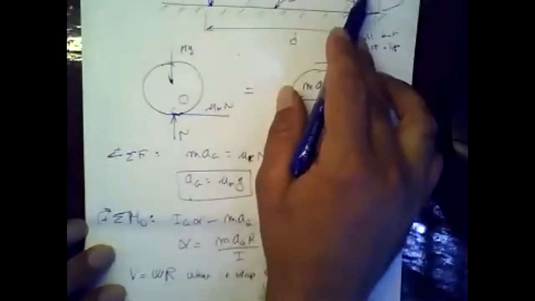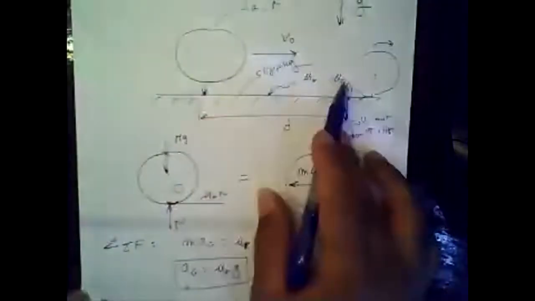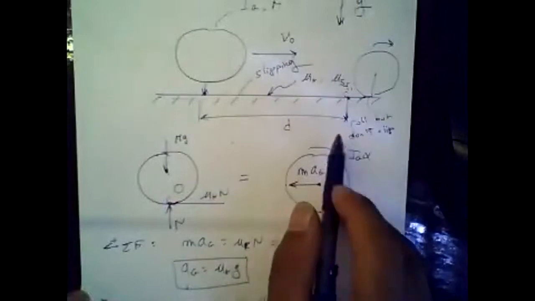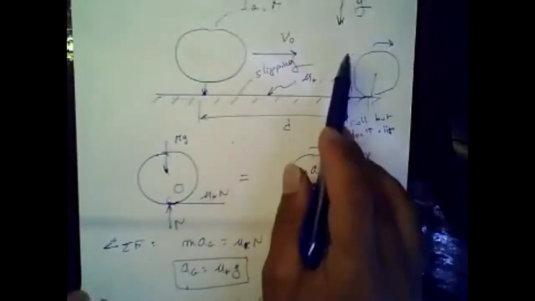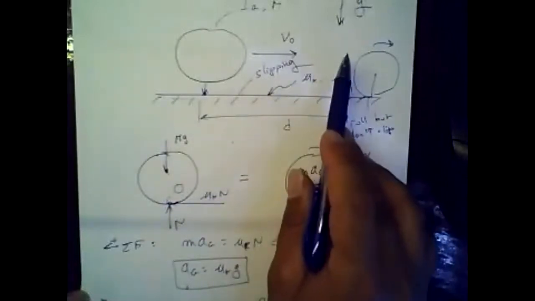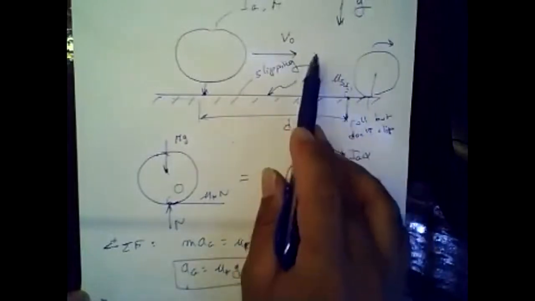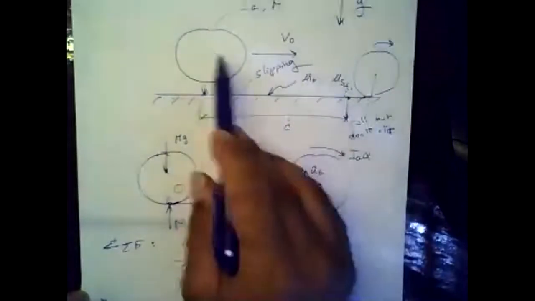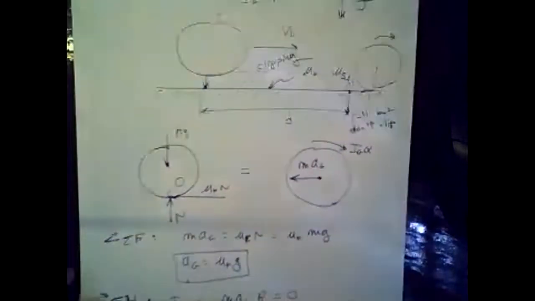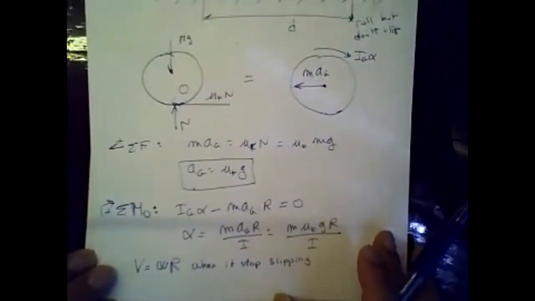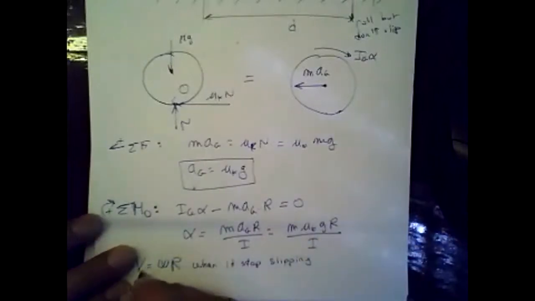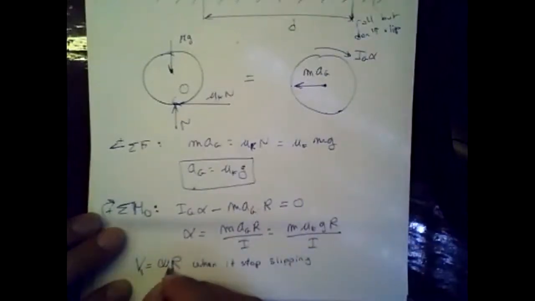So the velocity here: initially it had v0, and then when it stops slipping, your velocity will be equal to v1, and v1 here will be equal to omega times r, where r is the radius of the bowling ball. You guys agree? So let's call this v1, and then omega 1.